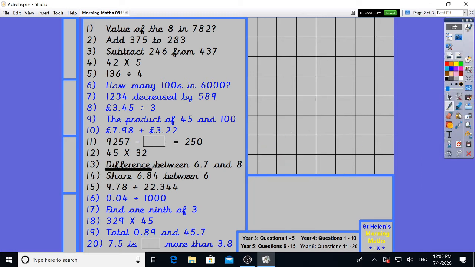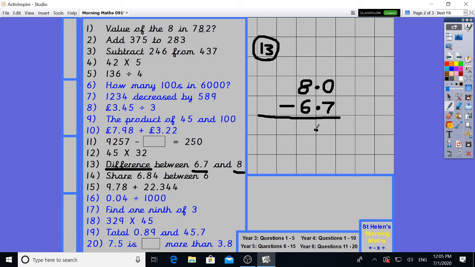Difference. Very good word to know in maths. Difference is going to mean take away. 6.7 and 8. Which number's bigger? 8 is bigger than 6 and a bit. So 8 goes on the top. Let's give it a decimal place as well. Otherwise it'll be jealous of 6.7 with its decimal place. But 8 is bigger, isn't it, than 6 and a bit. Biggest number on the top.